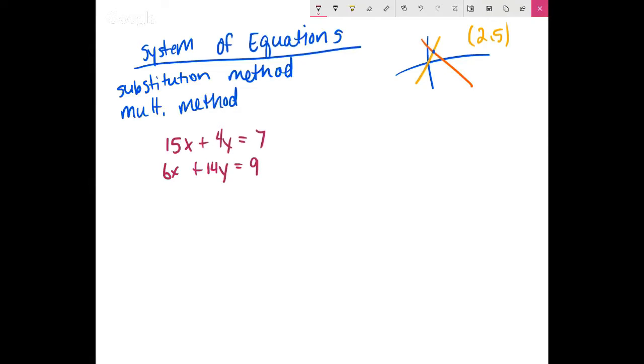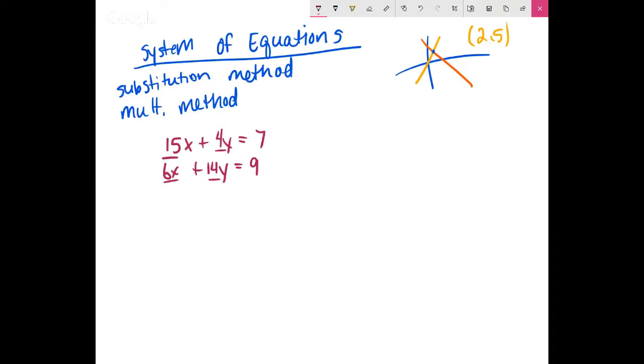So unlike the previous set of equations, when we look at our coefficients, none of them are factors of each other. So what we're going to have to do is just find the least common multiple. We're going to have to make these equations bigger, and I'm going to show you how to do it. So what I did was I just looked at 15 and 6.